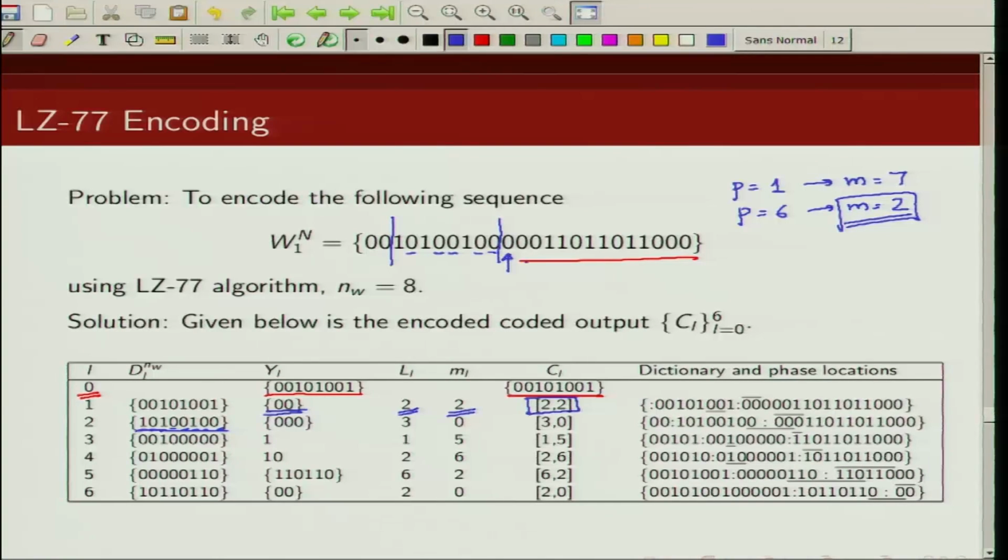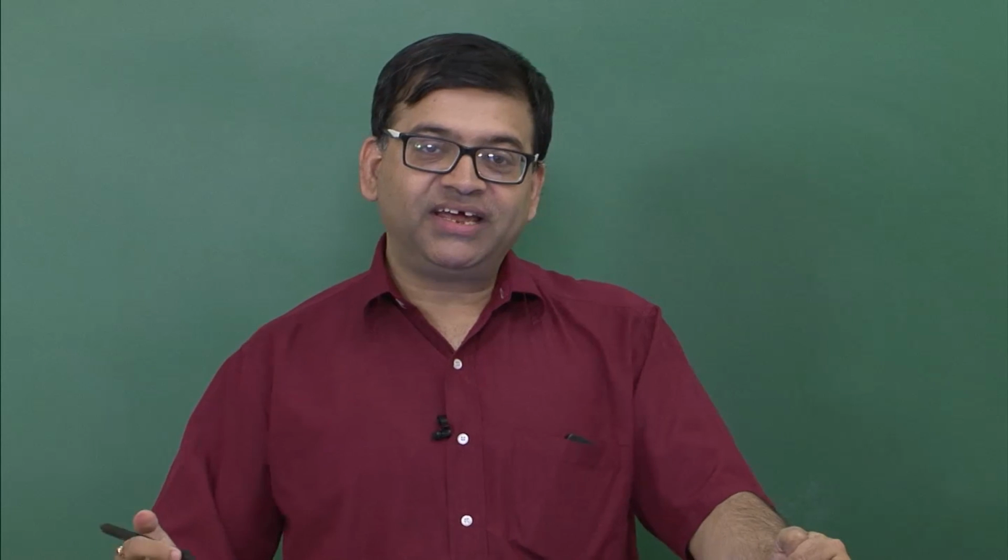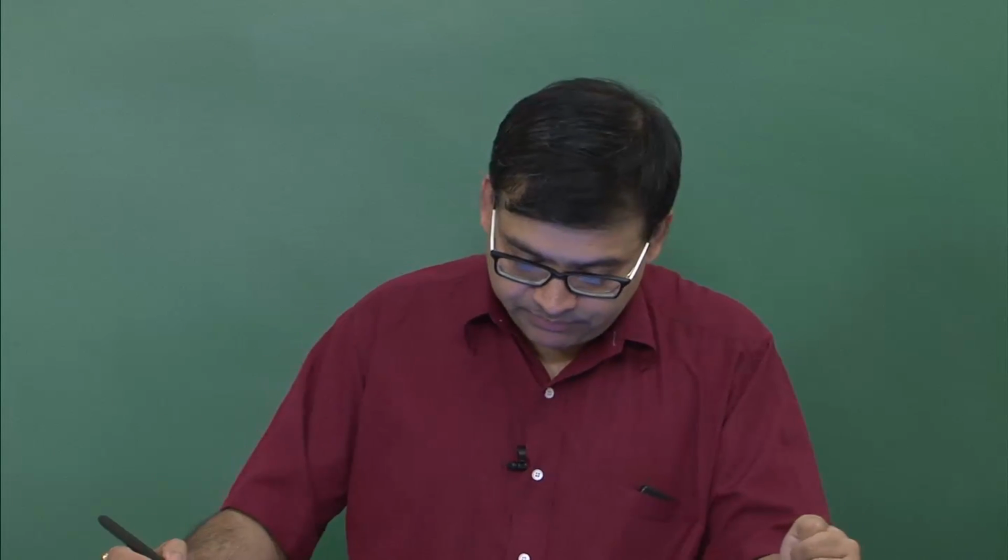What about 0, 0? Now here there is no match of 0, 0, but here there is a match of 0. Here there is no match of 0, 0, so I just remove this. Here there is a match of 0, 0, and here also there is a match of 0, 0, because this 0 is followed by this 0. So the match has to start within the dictionary, but it can go beyond.